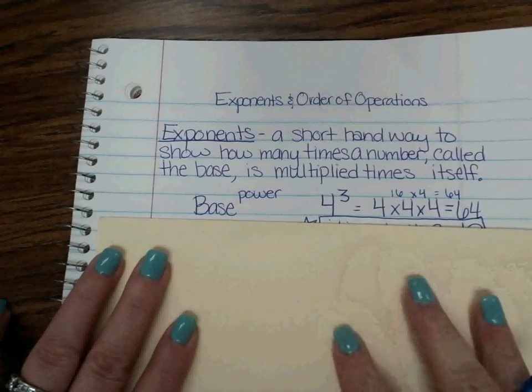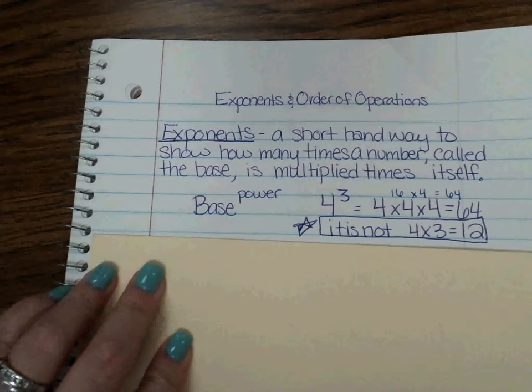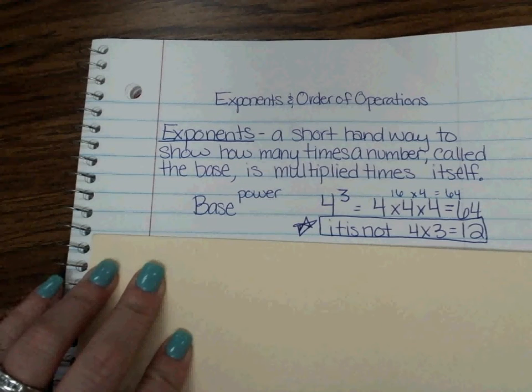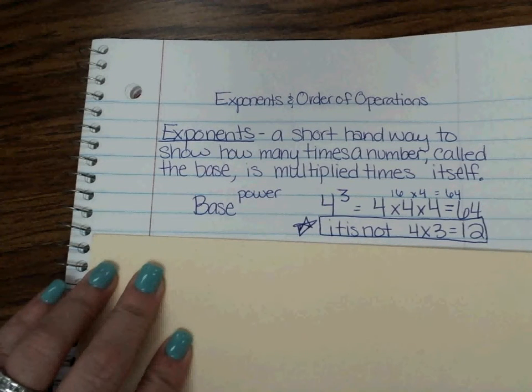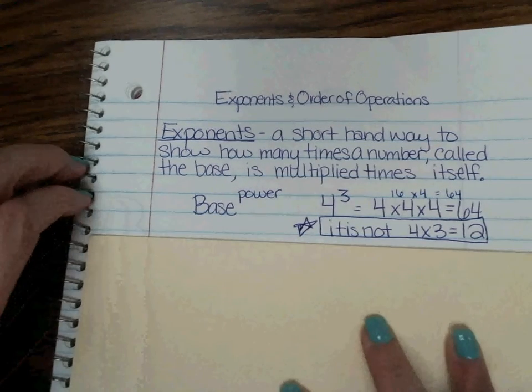We need to remember that 4 to the third is not 4 times 3. So this is not 12. And this catches us quite a bit. So we need to make sure that we're understanding base to the power is how many times a number is multiplied times itself. Okay? And we use exponents when we do order of operations.